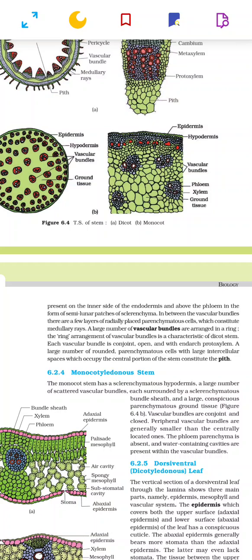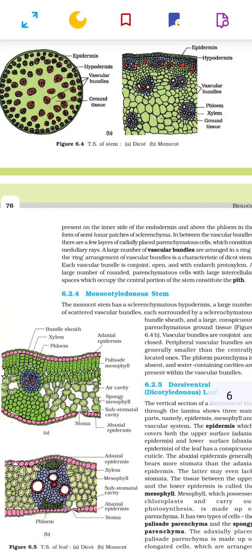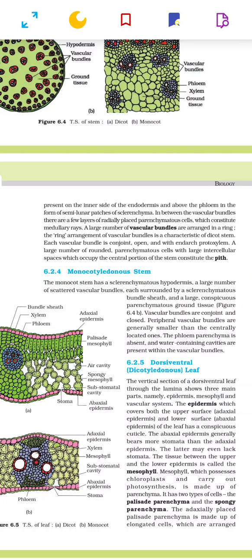Each vascular bundle is conjoint, open, and with endarch protoxylem. A large number of rounded parenchymatous cells with large intercellular spaces, which occupy the central portion of the stem, constitute the pith. Monocotyledon stem. The monocot stem has a sclerenchymatous hypodermis, a large number of scattered vascular bundles, each surrounded by a sclerenchymatous bundle sheath, and a large conspicuous parenchymatous ground tissue.